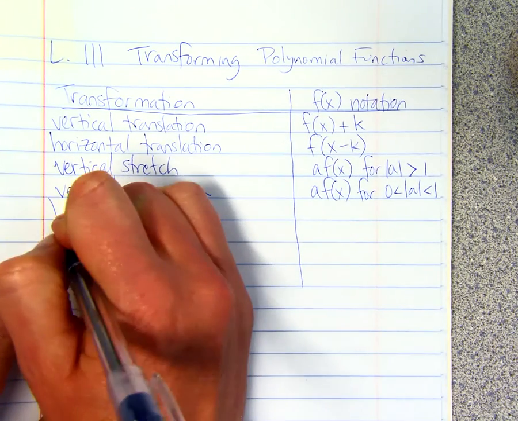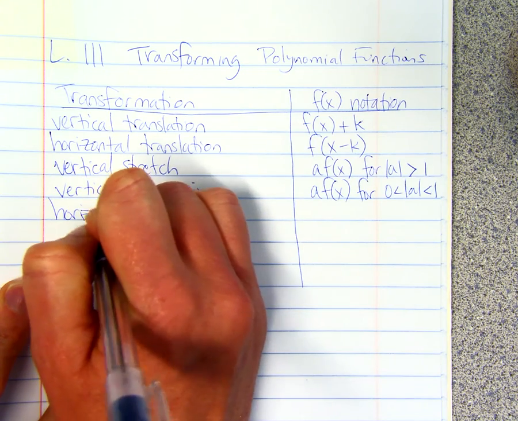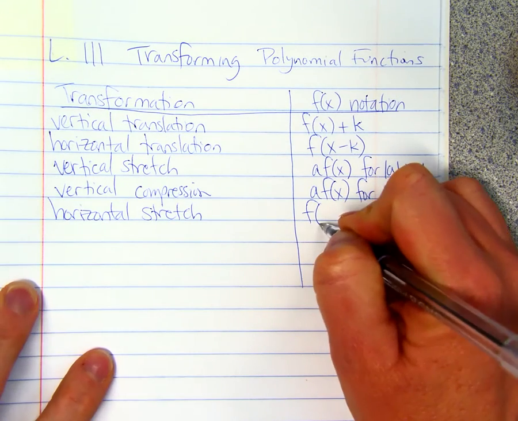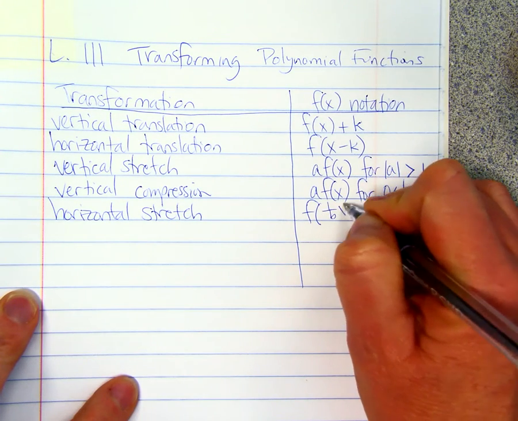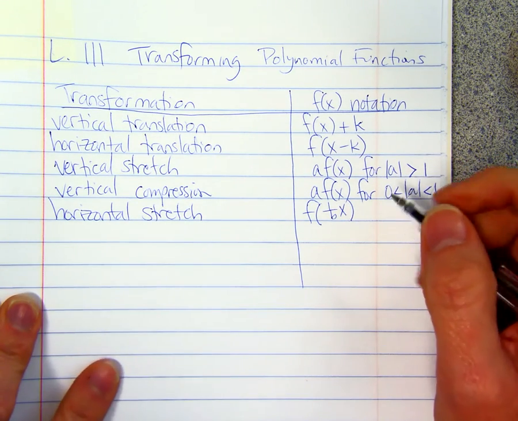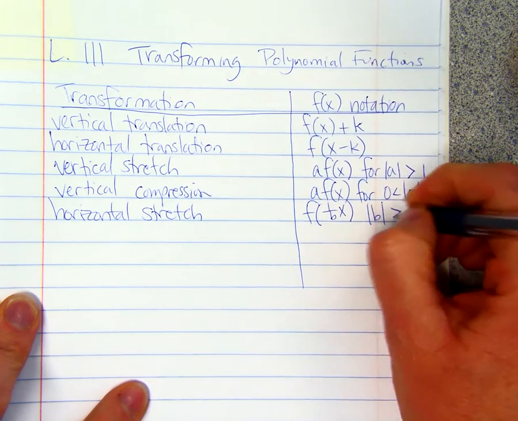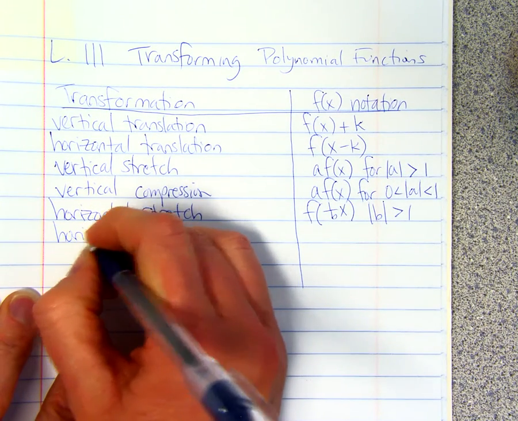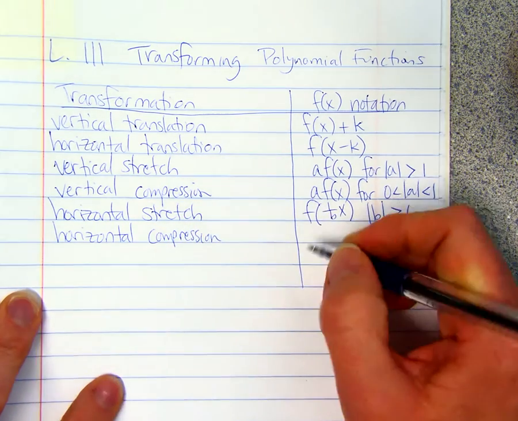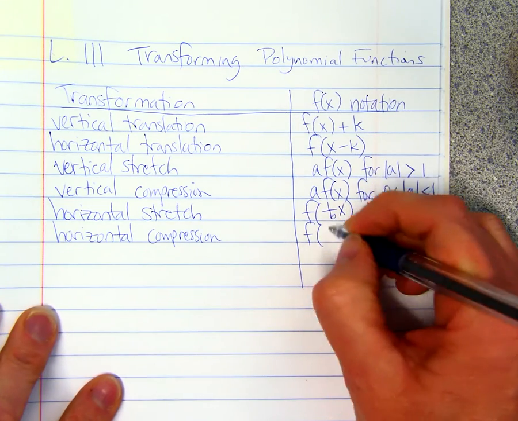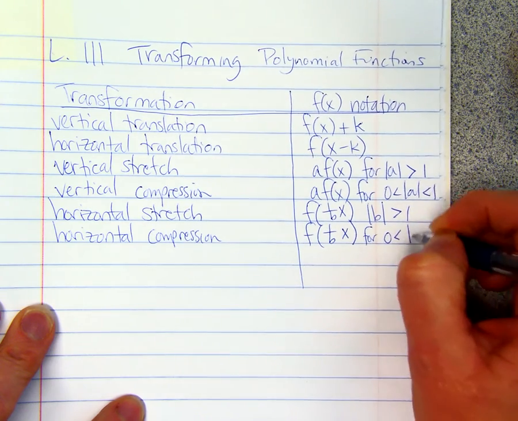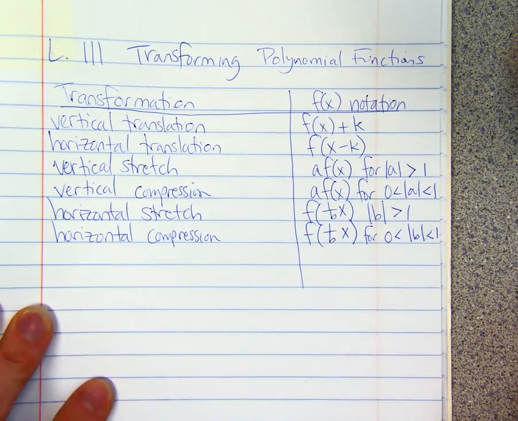Then we have a horizontal stretch. Horizontal stretch is f of 1 over b times x for the absolute value of b greater than 1. And a horizontal compression is f of 1 over b times x for 0 is less than absolute value of b is less than 1.